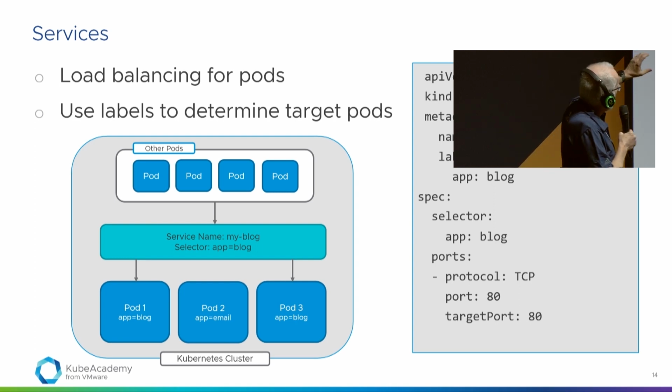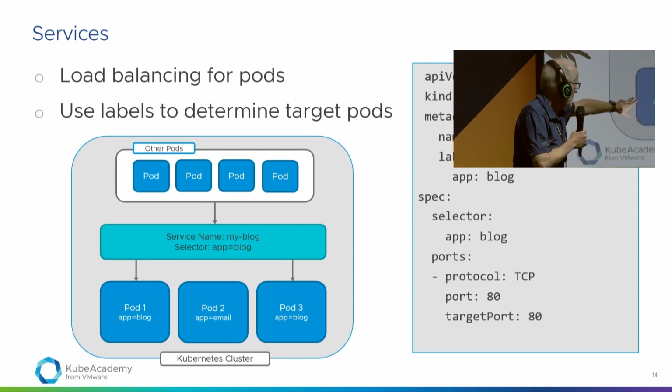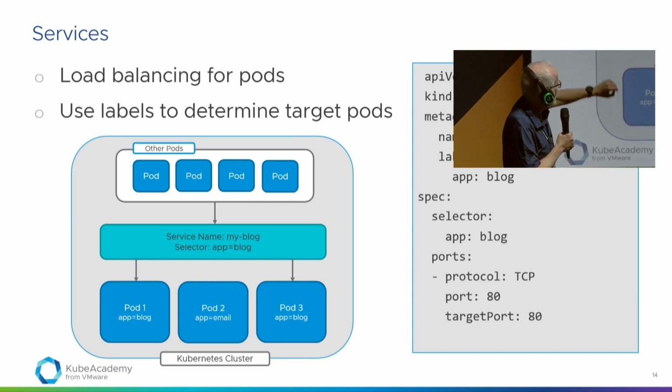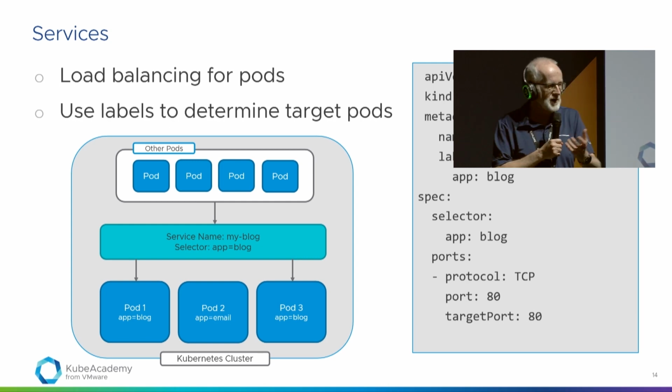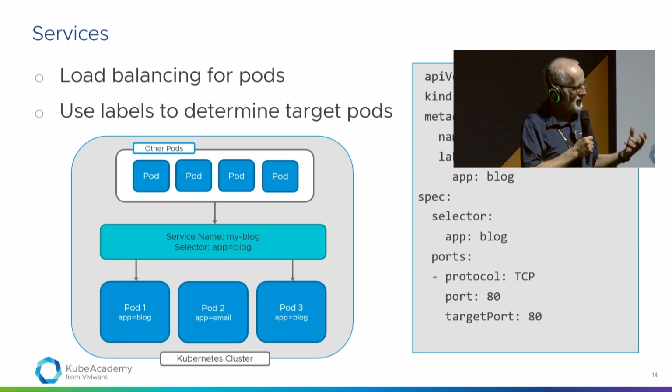So the ability for multiple pods. Here, these things are labeled as blog servers. So pod 1 and pod 3, I want to be able to access those two pods through a consistent single interface. That's the service. So the service sits in front of the pods.